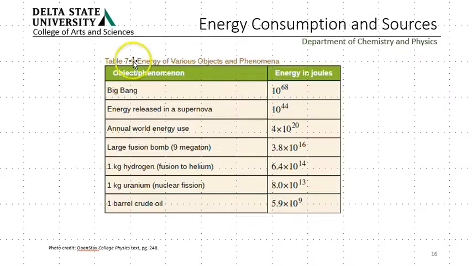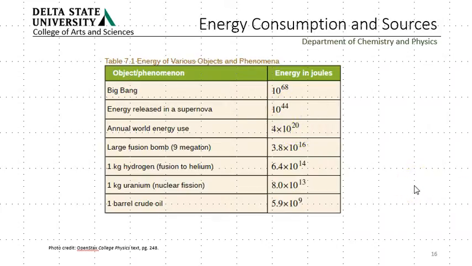When we talk about the Big Bang, the beginning of the universe, about 10 to the 68th joules of energy. Energy released in a supernova, the explosion and complete disintegration of a star, 10 to the 44 joules. Annual world energy use, 4 times 10 to the 20th. So you look at this scale, this is much smaller than that.